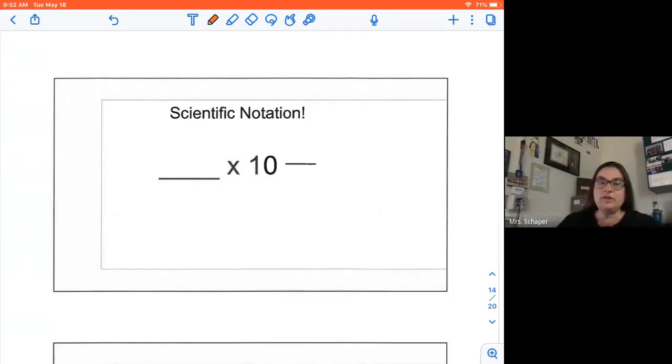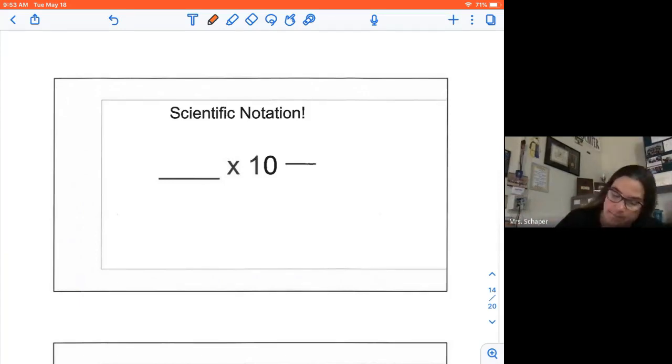So scientific notation is a way to write really big numbers and really tiny numbers. That's why we use scientific notation. It's to be able to take those numbers, instead of having 40 zeros, we can condense it, right? So that's what we're talking about today.